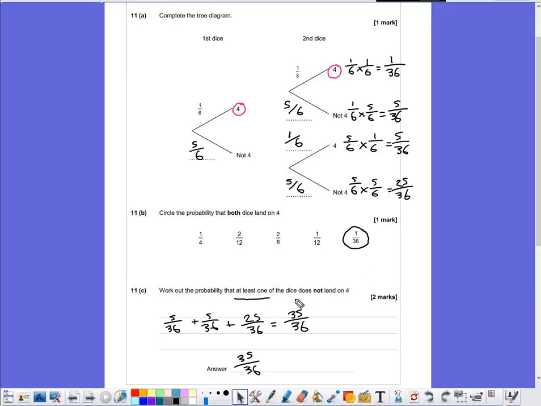Some of you may have cottoned on to the fact that there's only one option that doesn't have a not 4 in it, and that was our first answer. 4 and 4 is the only combination where we always roll a 4, so therefore if it's a 1 in 36 chance that it will happen, to get the condition we want, we could have just taken 1 away to get us 35 out of 36. Either answer would have worked and given you 2 marks.